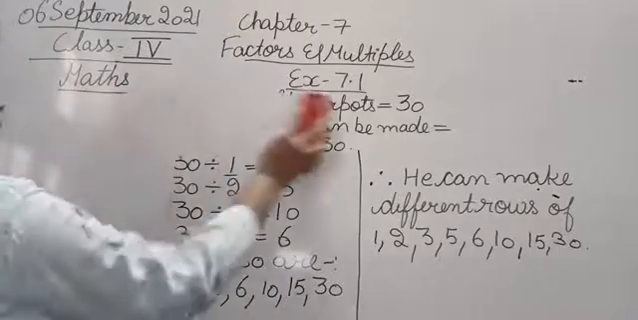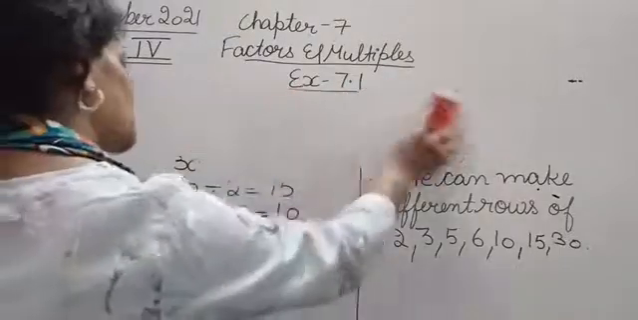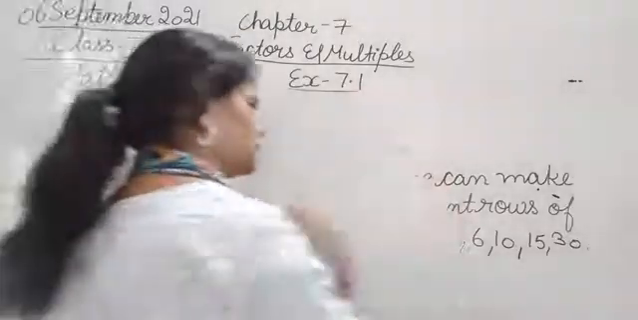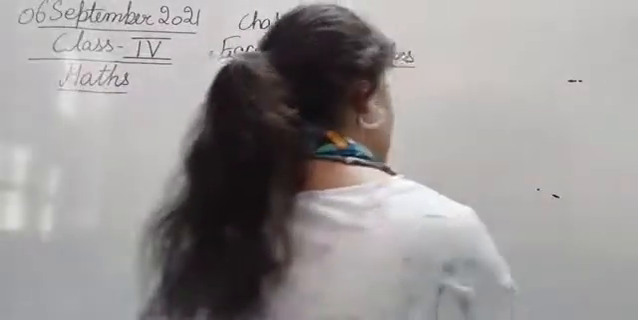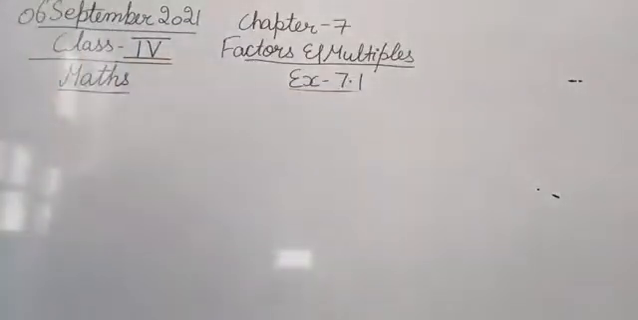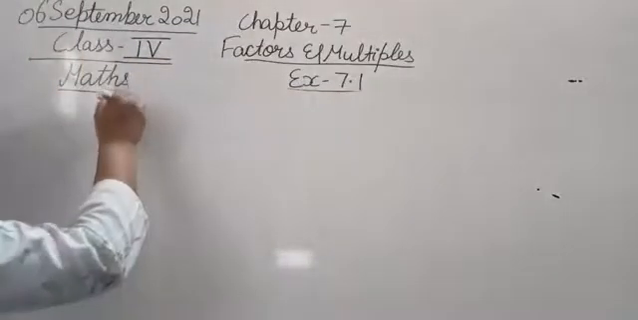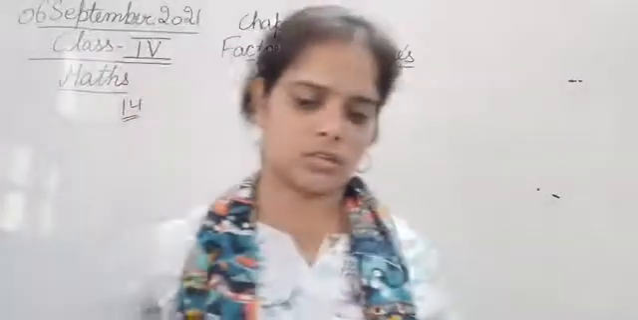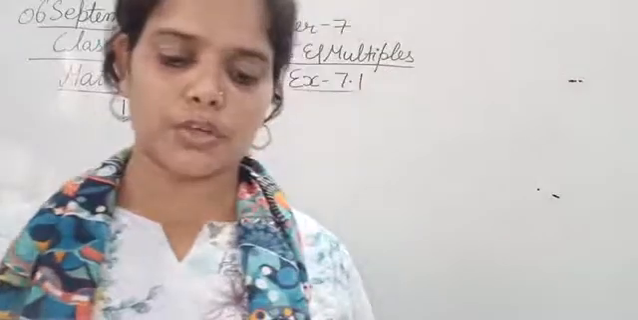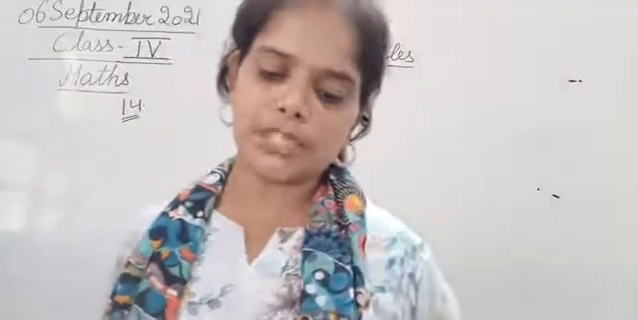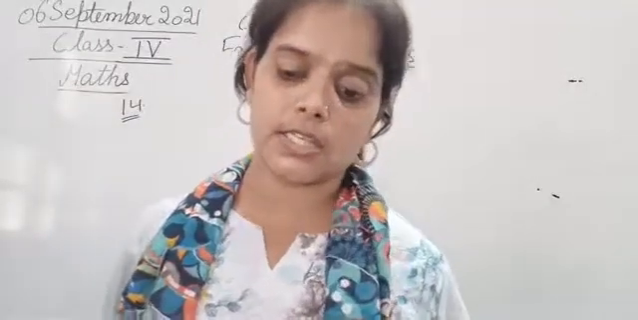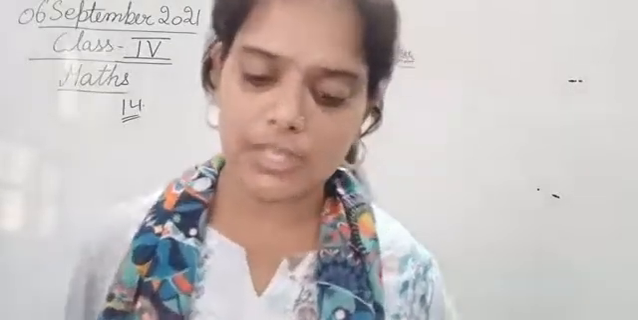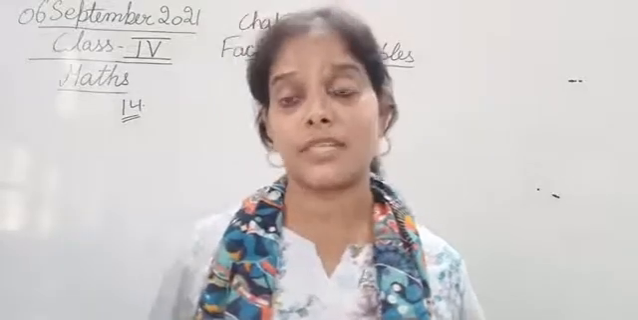Let's move to the next question, that is question number 14. The question is question number 14. Swati has 42 beads. How many different numbers of necklaces can she make using all the beads such that each necklace has the same number of beads?